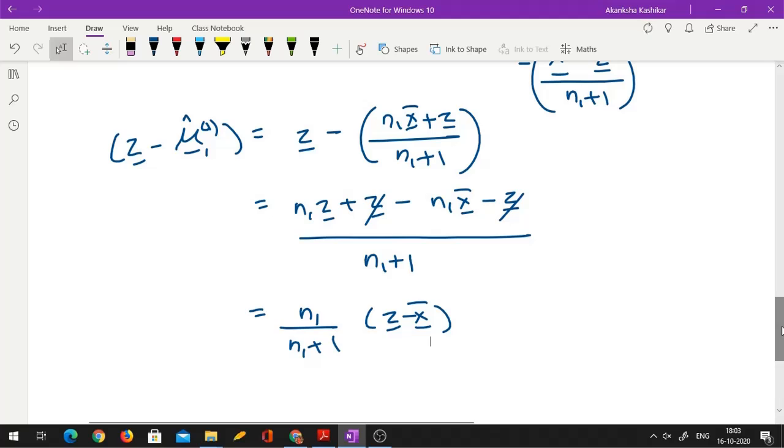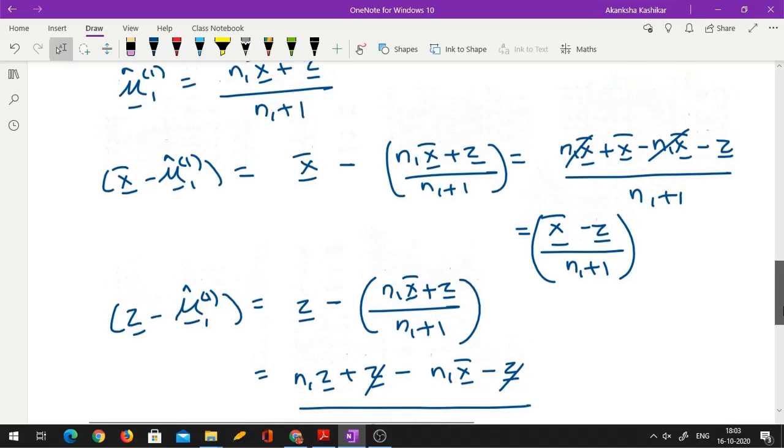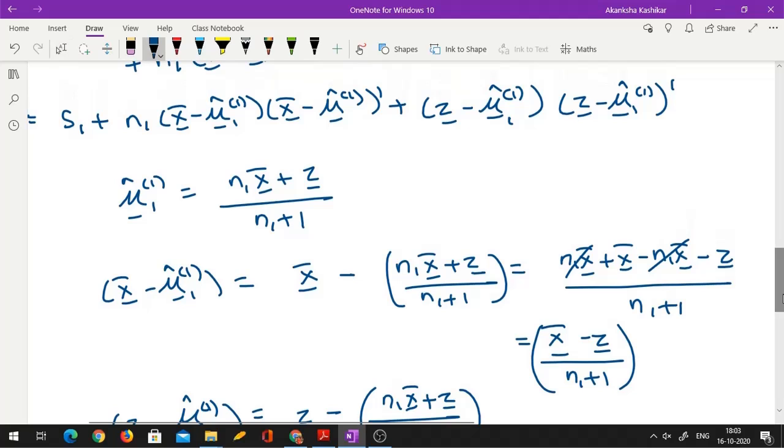Okay, so this is actually similar to what we have here. Here we had x bar minus z, now we have z minus x bar. But if we substitute it here, we are going to have x bar minus z into x bar minus z prime. So I can take the minus sign common from both.